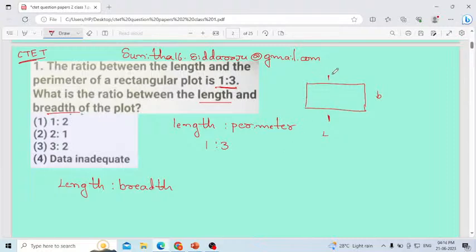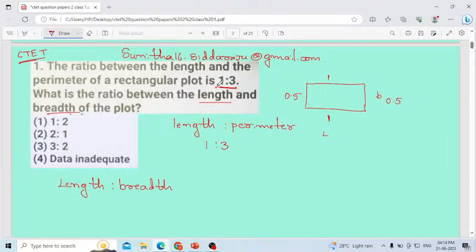Already here 1 plus 1 will become 2, but you have the perimeter 3. The remaining 1, how will you divide? The remaining 1 you can divide between the opposite breadths. Consider this as 0.5, 0.5. Why do I consider 0.5? Because they are given the ratio of perimeter, it will be 3. Otherwise, consider length is 1, perimeter is 3.